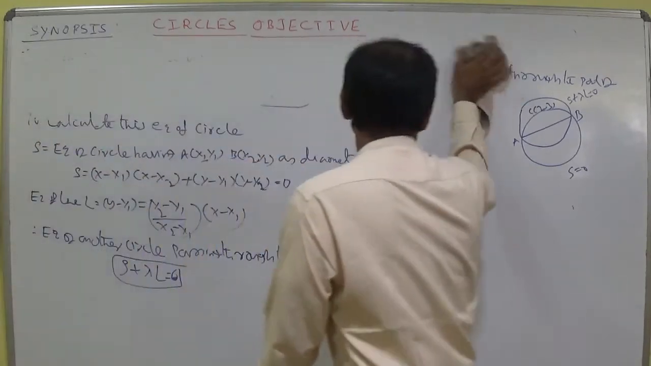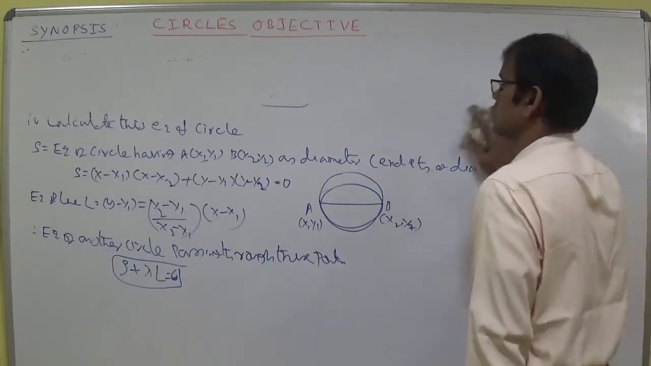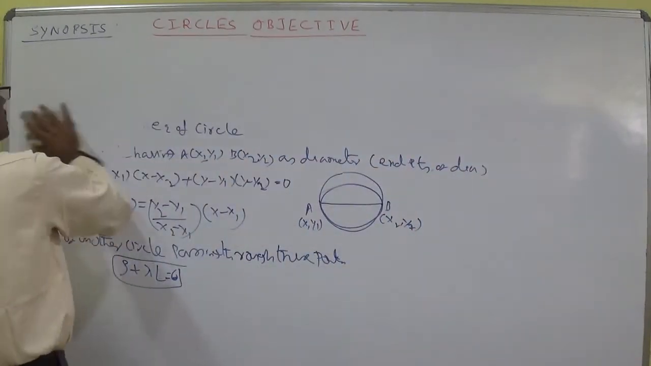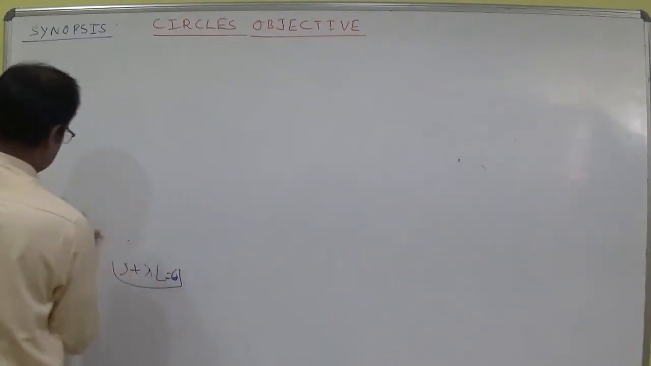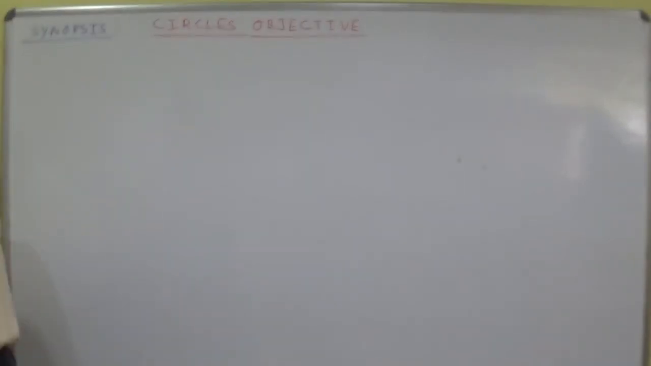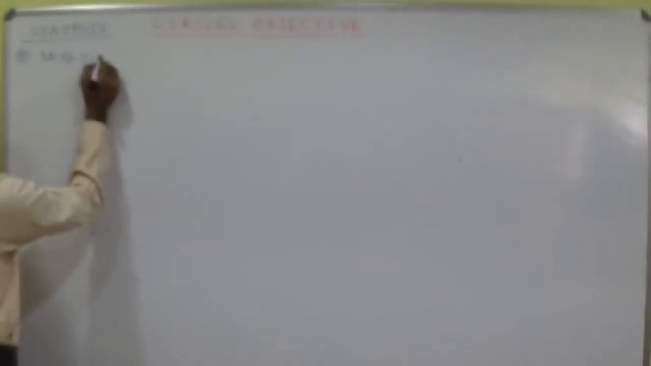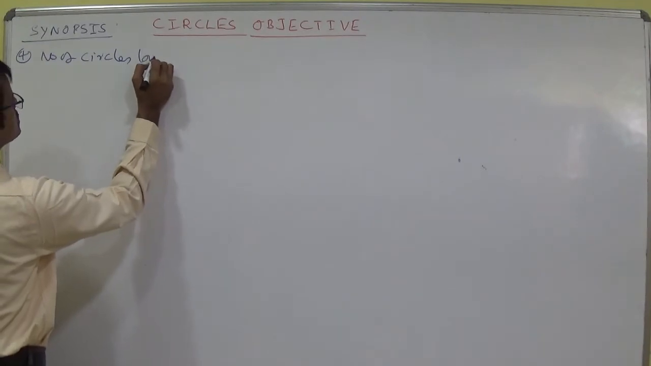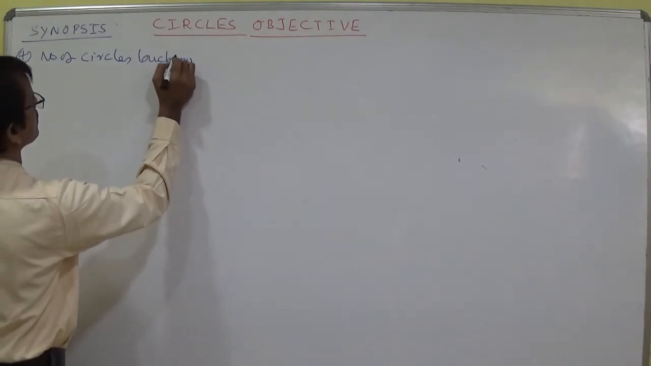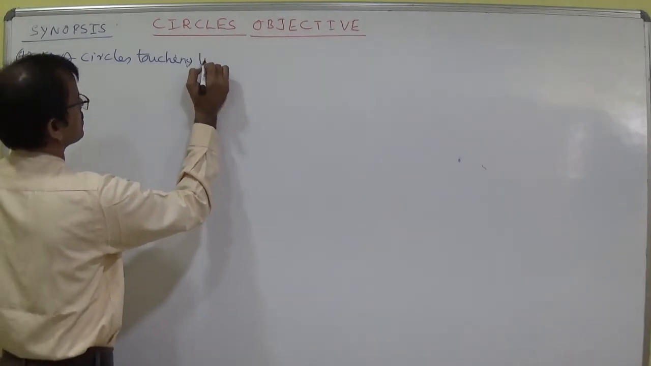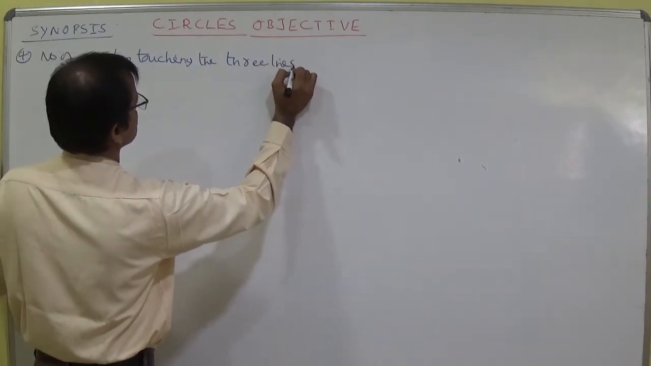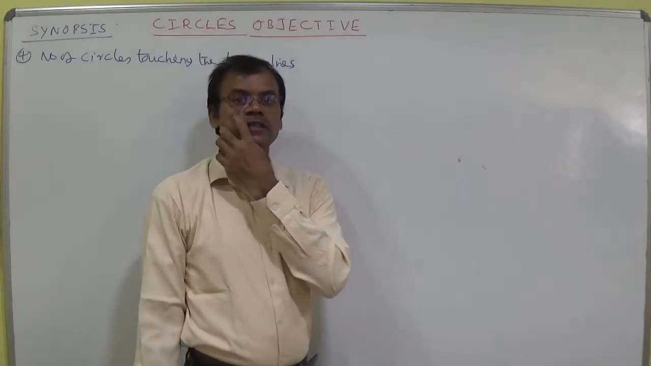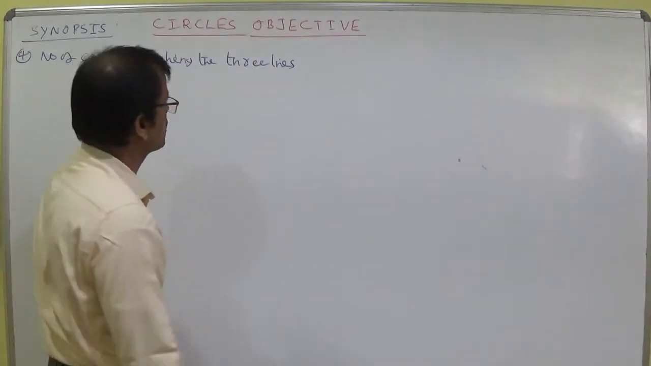Now let us discuss the fourth one: number of circles touching the three lines. Among them, three conditions are there.